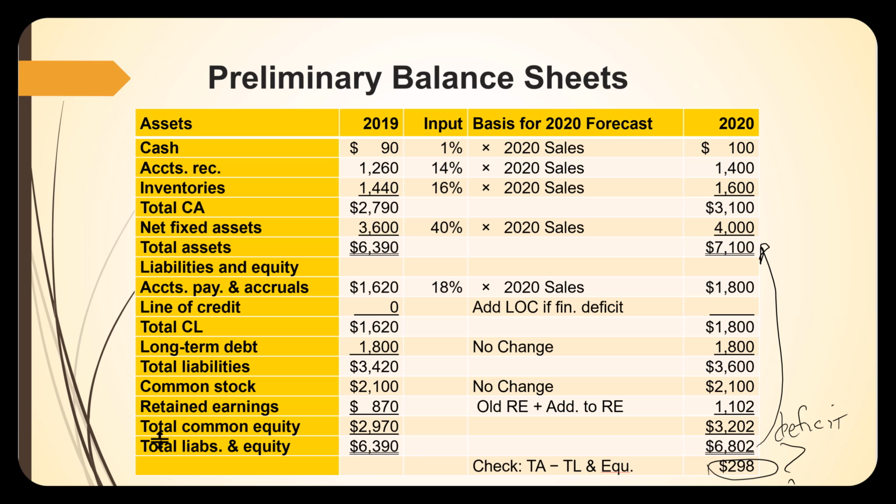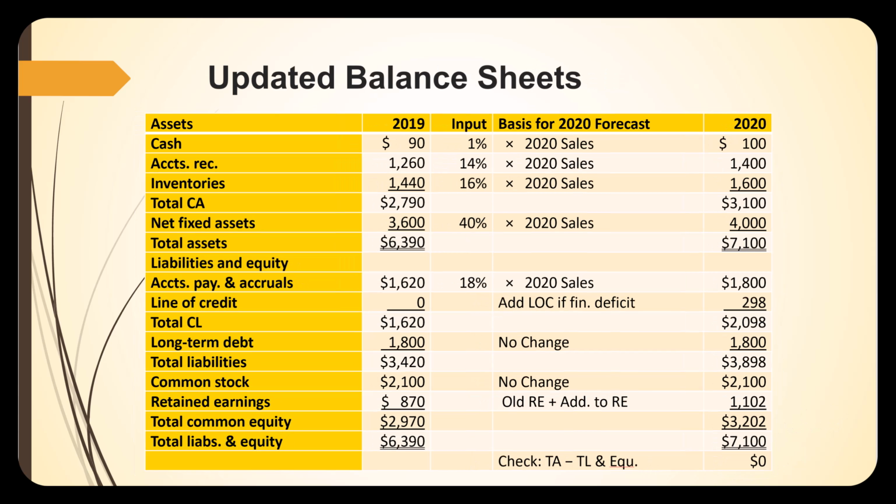So where do we get that? Again, it kind of depends on the amount. But in this case, what we show is that we're just going to go out and get a line of credit for $298. That will then bring our liabilities and equities into alignment.